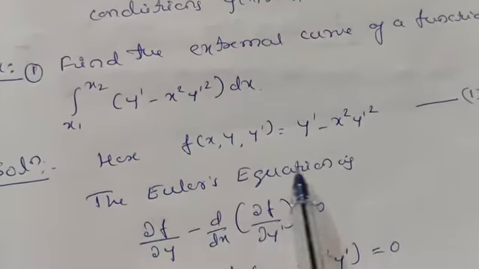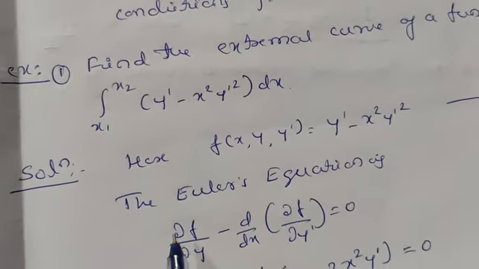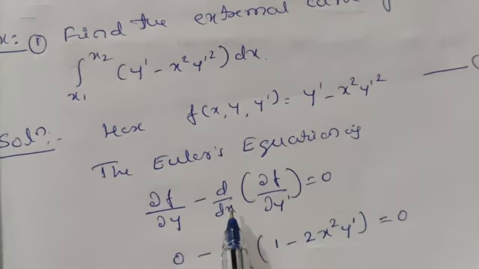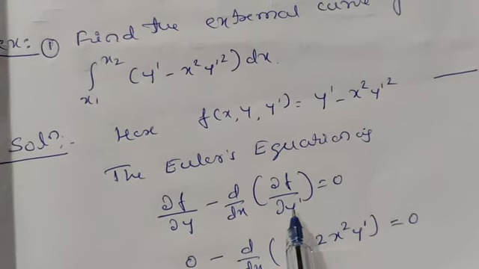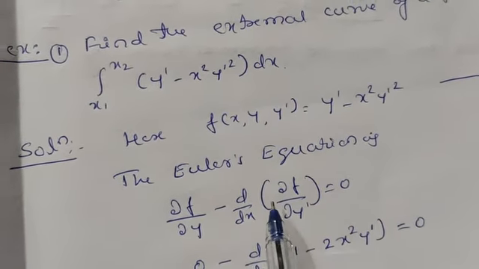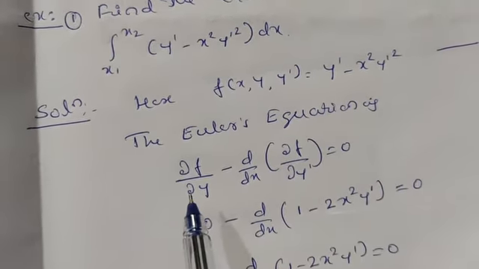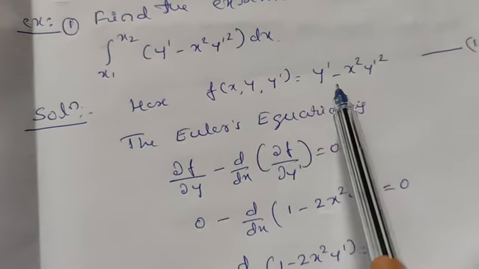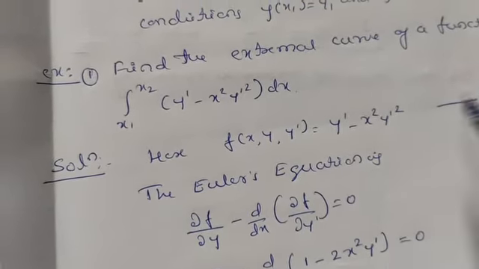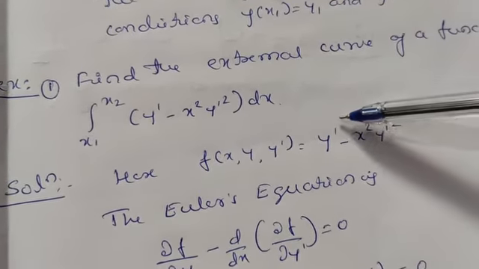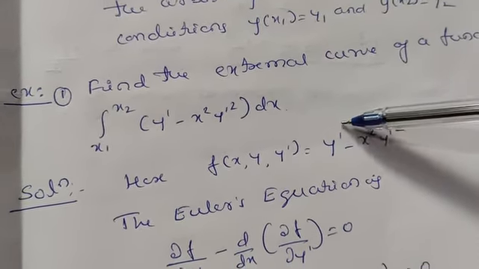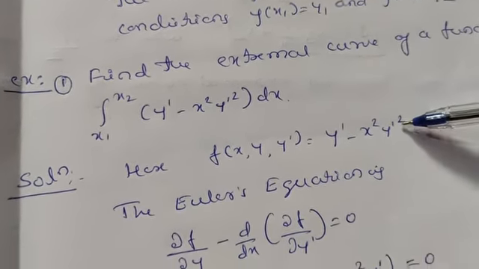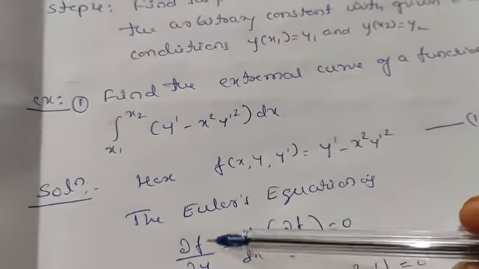Then the Euler's equation is, we know this, ∂f/∂y − d/dx(∂f/∂y') = 0. Let us substitute f here. So that is ∂f/∂y. So f is y' − x²y'². Differentiating this partially with respect to y, there is no y in this f. So therefore this ∂f/∂y is 0.